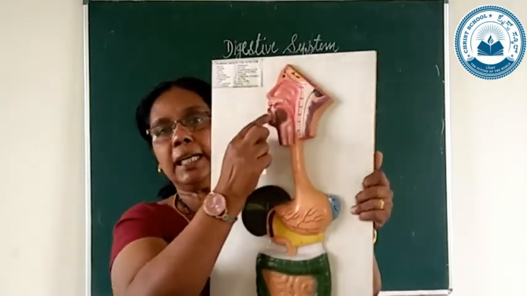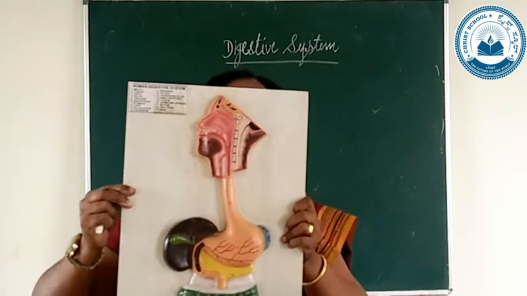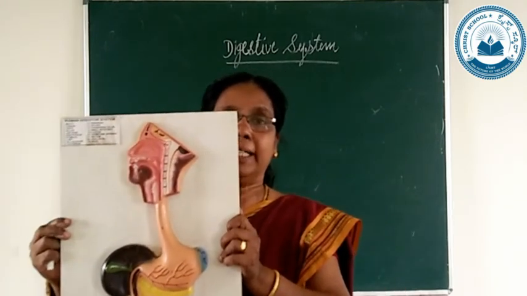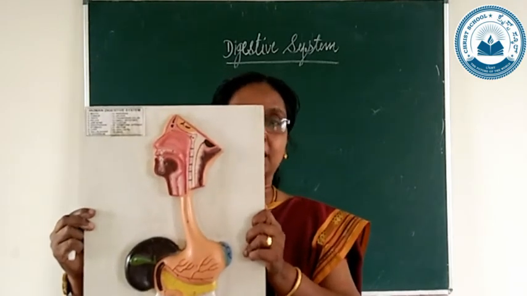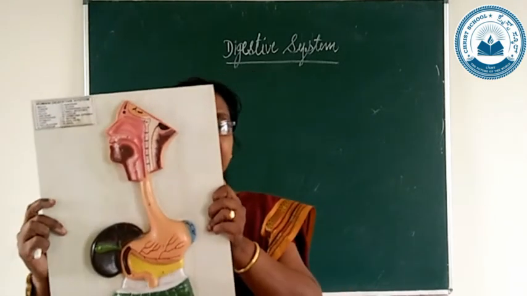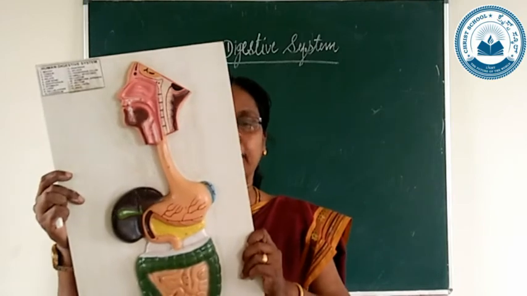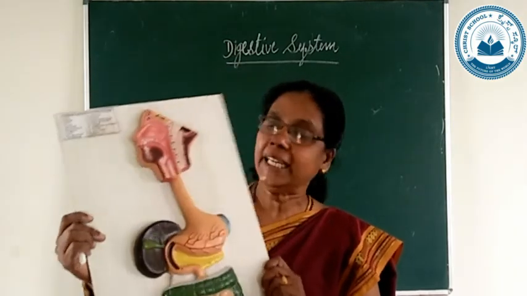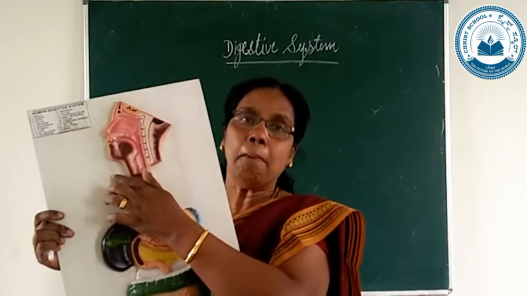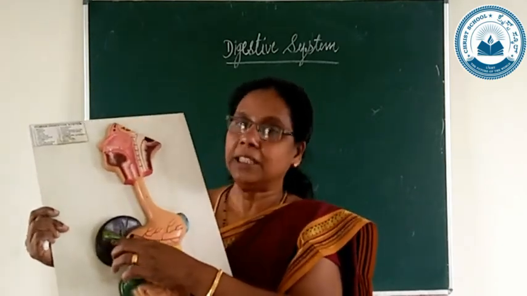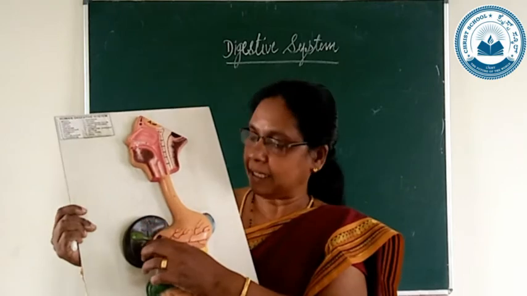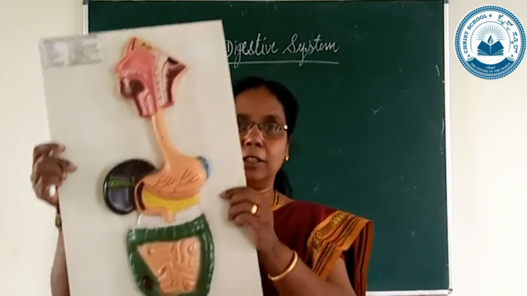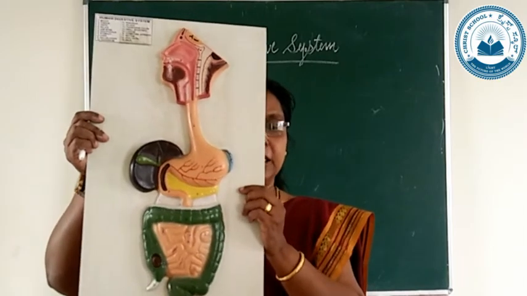This is the mouth region. Here in the mouth also, 3 types of glands are present: the sublingual gland, parotid gland, and submandibular gland. These are the 3 glands present in the mouth, along with the largest gland, the liver, and the pancreas also. So this is a picture of a digestive system.